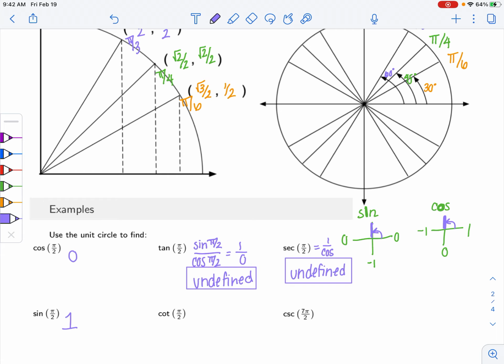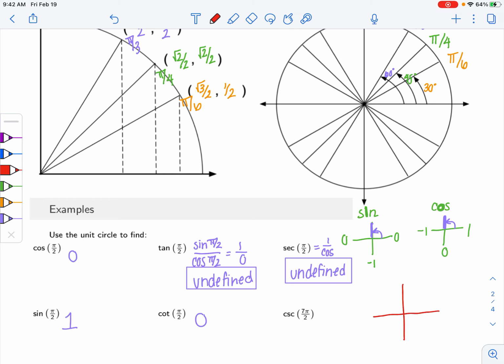Cotangent is the reciprocal of tangent. So now it's going to be cosine over sine. Cosine over sine will just give me 0. Our last one brings in a little bit of a rotation. So I'm going to change my color even. We are finding 7 pi over 2.